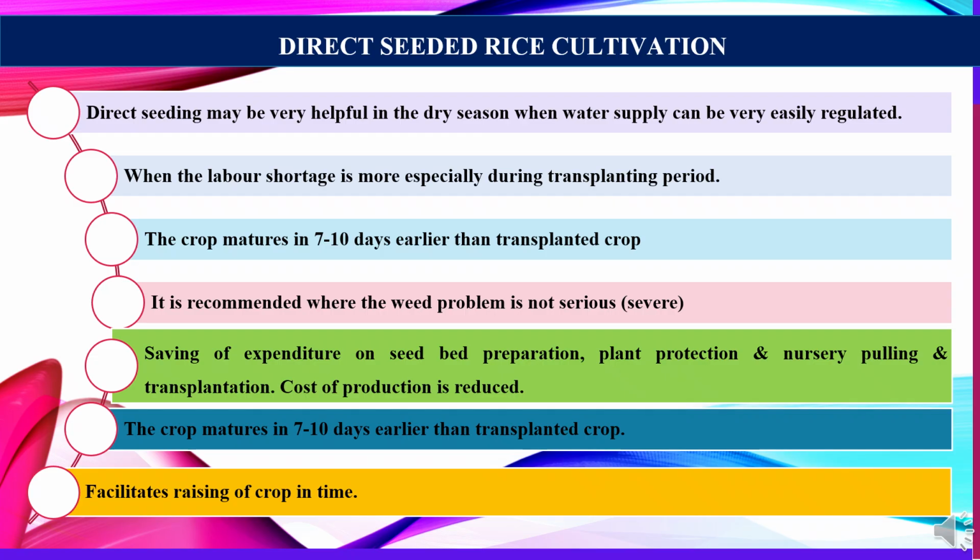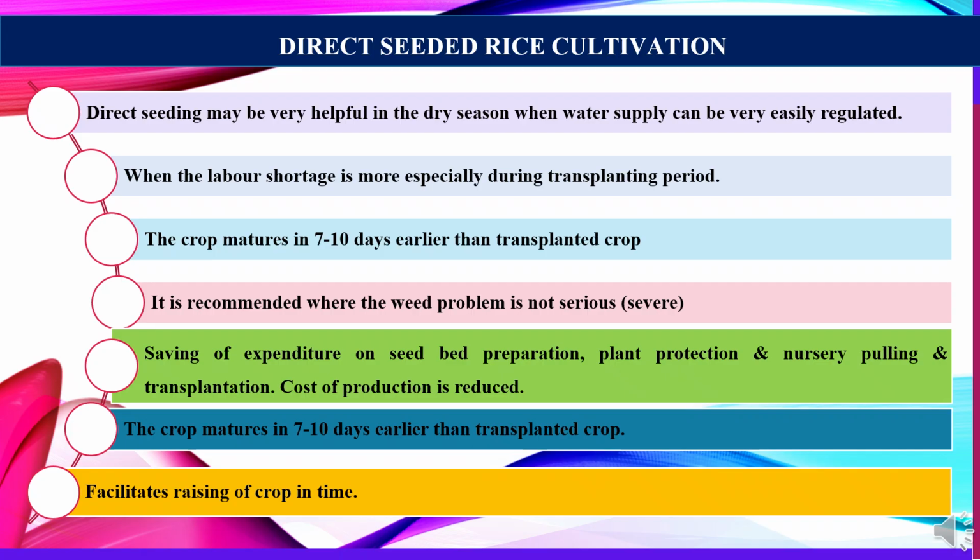Direct seeded rice, DSR, cultivation. Direct seeded rice is a method of crop establishment in which seeds are sown directly into the field, without raising and transplanting seedlings from a nursery. This method is particularly advantageous under certain conditions and has gained attention as a labor and water-saving technology.